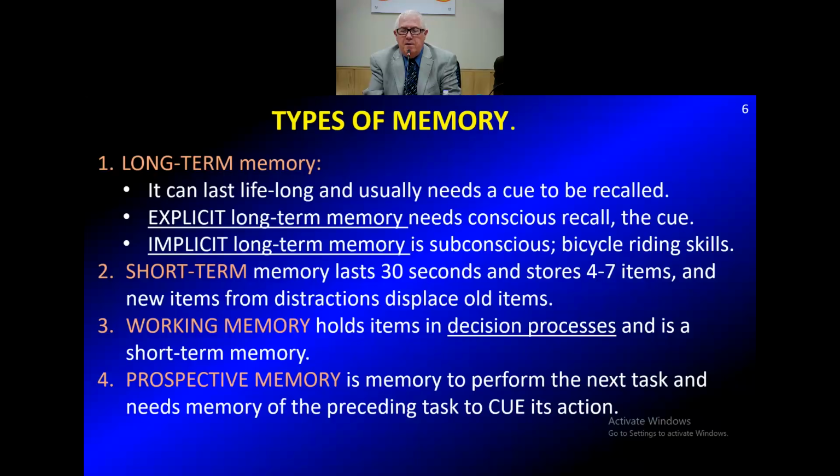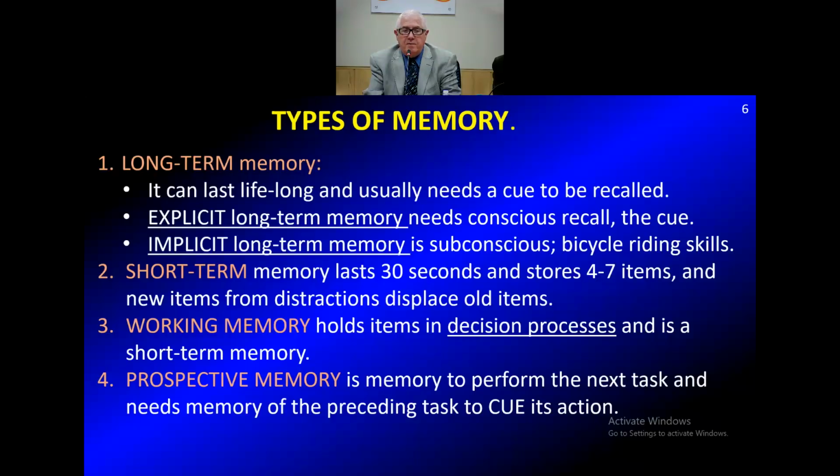There are two kinds of memory. The one we call explicit, that's the one that needs conscious recall with a cue, and then implicit long-term memory, which is subconscious, and it's typical of bicycle riding skills. You may not have been on a bicycle for 20 years, and if you get on one, you might wobble for 1 meter's ride, and then suddenly you're riding with the expertise you had 20 years ago. Implicit long-term memory. The big one we need to know more about is short-term memory.